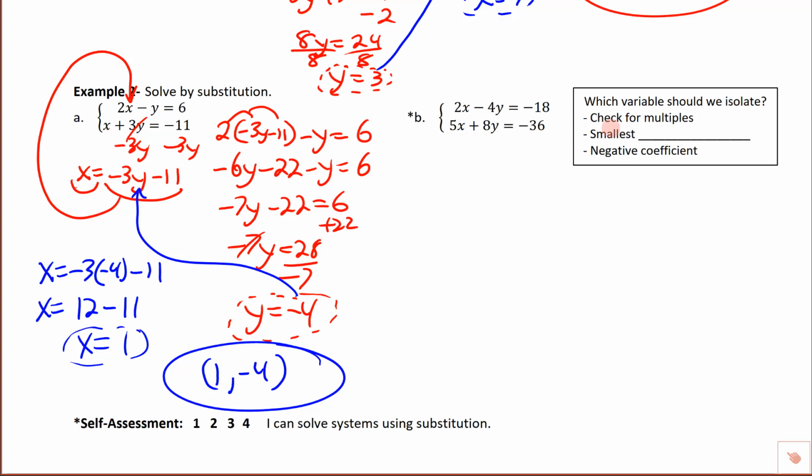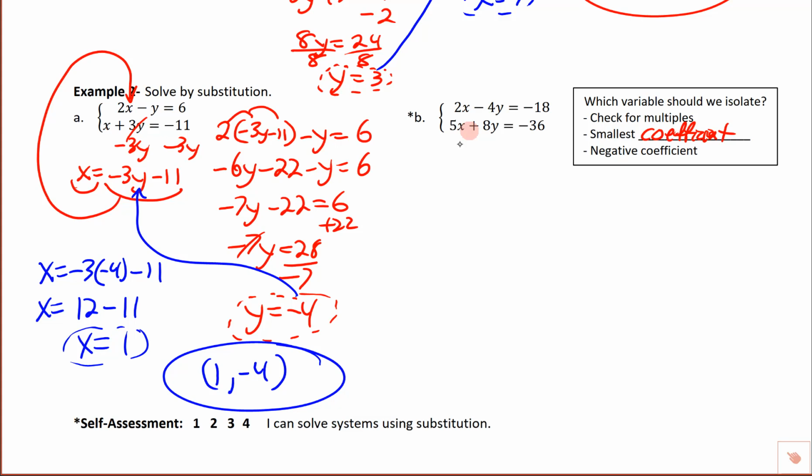Okay, well, the first thing we should do is go through here and check for multiples. What I mean by multiples is, are they all multiples of the same number? So are there 5s and 10s and 15s, or are there 3, 6, and 9 and 12 and so forth? Okay, so check for multiples. Usually we want to do the one with the smallest coefficient, and check for negative coefficients, because we want to avoid ones with negative coefficients. So let's run through here, and again, these are just general rules.